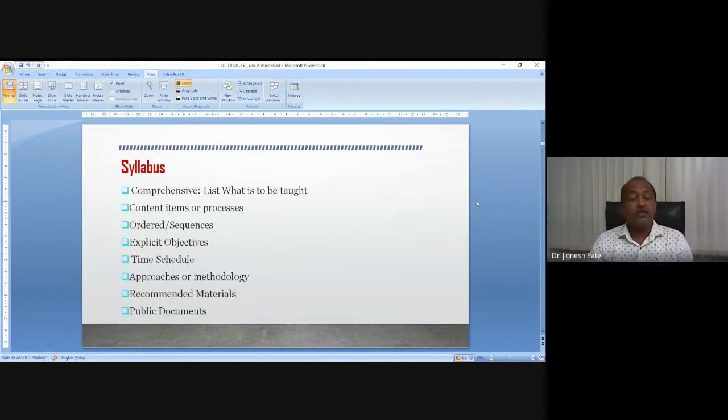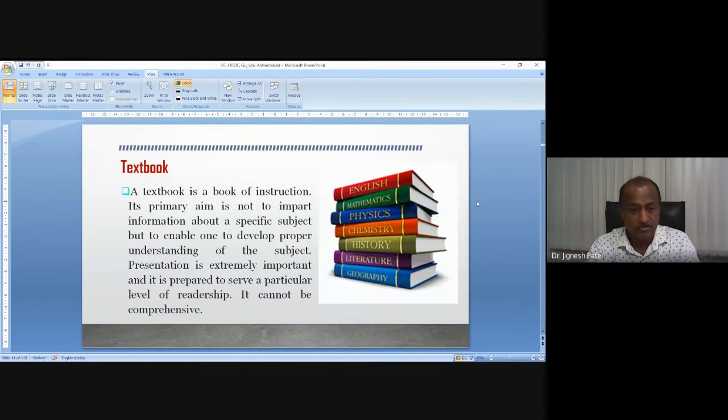syllabus. Then recommended materials, or we can say different reference books and websites, URLs, soft materials, online materials, blogs, websites we can provide, and public documents, whatever there are, that should be covered in the syllabus.